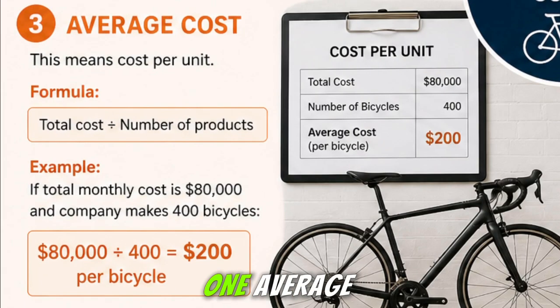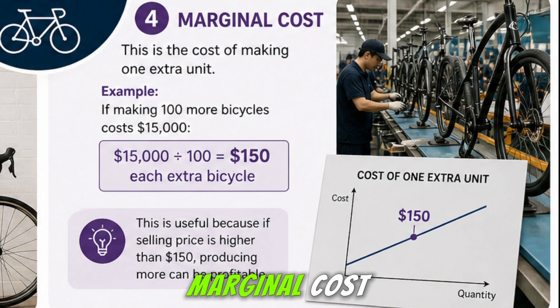The third one is average cost. This means cost per unit. The formula is total cost divided by the number of products. For example, if the total monthly cost is $80,000 and the company makes 400 bicycles, then we should divide $80,000 by 400, and it equals $200 per bicycle.